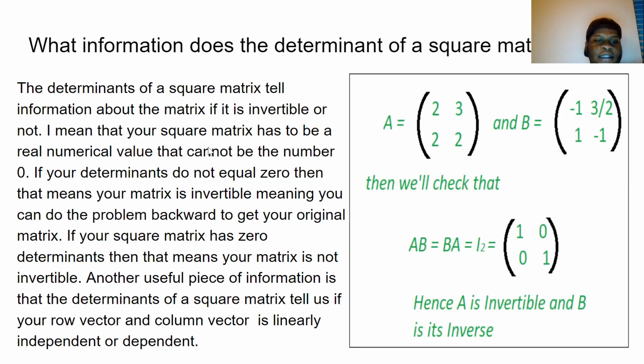If you're okay, next idea. If your square matrix has a zero determinant, that means your matrix is not invertible, meaning that A dot B or B dot A will not give you the identity if your determinant equals zero. Another useful piece of information is that the determinant of a square matrix tells us if our row vectors and column vectors are linearly independent or dependent. Next slide.